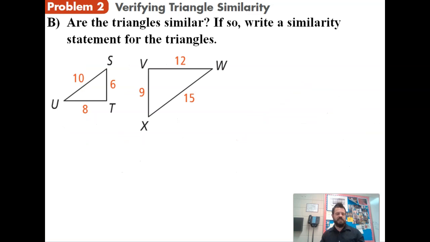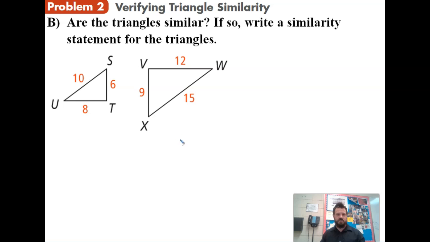Let's take a look at another example in part B. Again, are the triangles similar? If so, write the similarity statement. So I have two triangles here. And now notice this time I'm not given any information about the angles or how they relate. But I am given all three sets of sides. So what I can do with this one is check and see if all three sets of sides are proportional. And if so, we can say they're similar based on the side-side-side similarity theorem. So let's go ahead and do that.